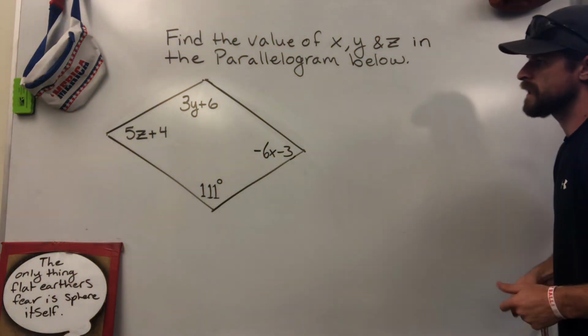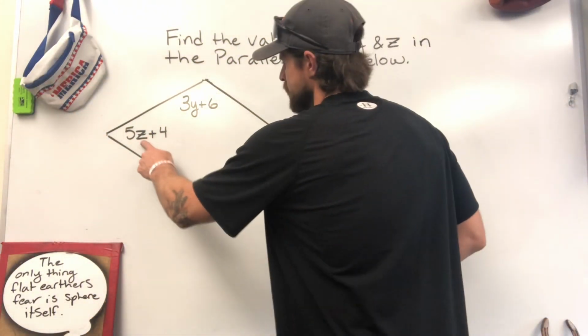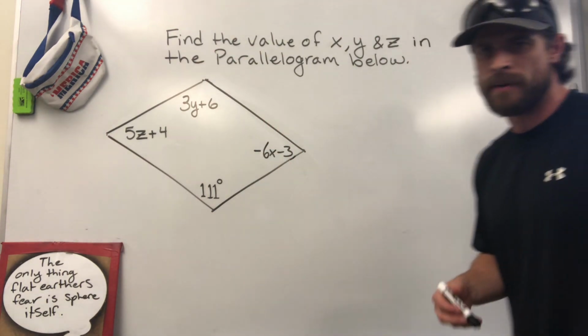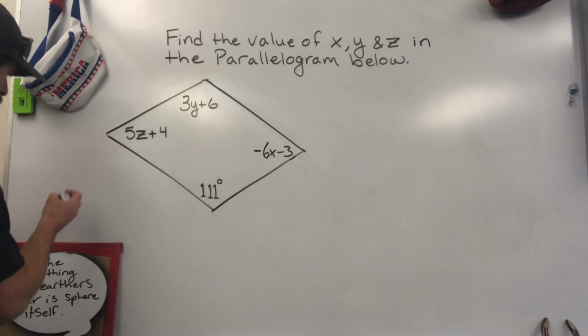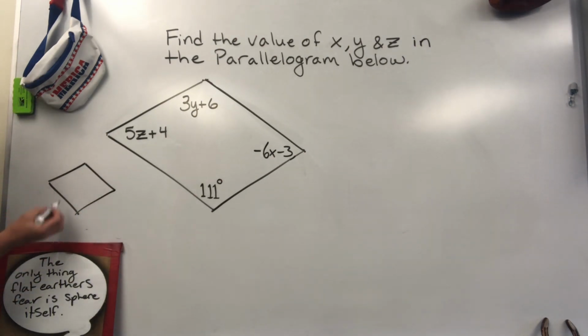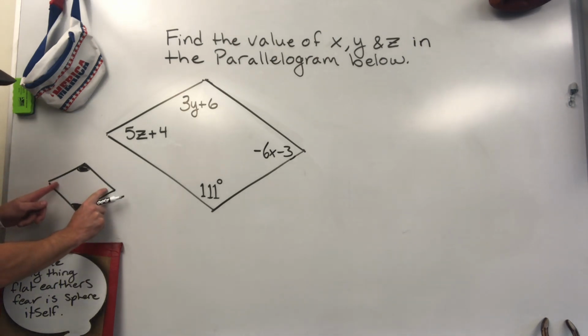All right, in this question, you're being asked to find these values for z, y, and x in this parallelogram. You need to know a few things about parallelograms before you answer this question, so let's break that down. One thing we know about any parallelogram is that this angle here and its opposite angle will always be congruent. They're going to be the same. So these two angles are the same while these two angles are the same.